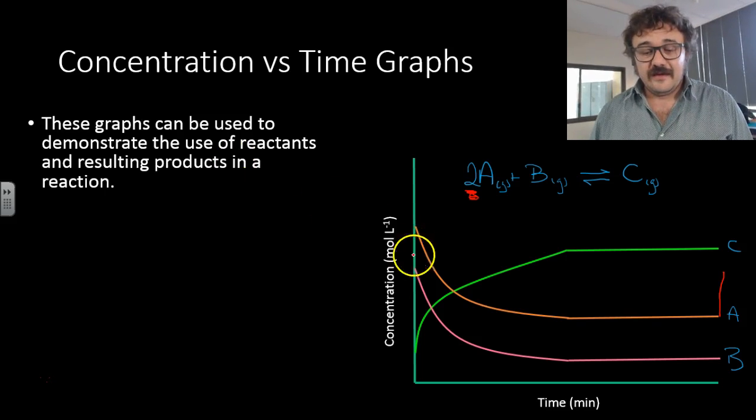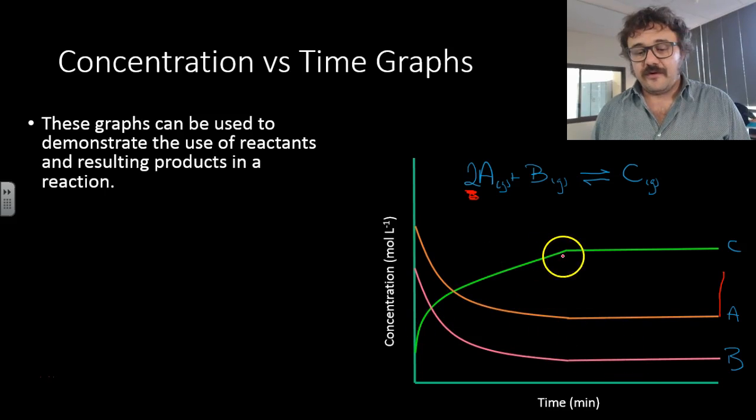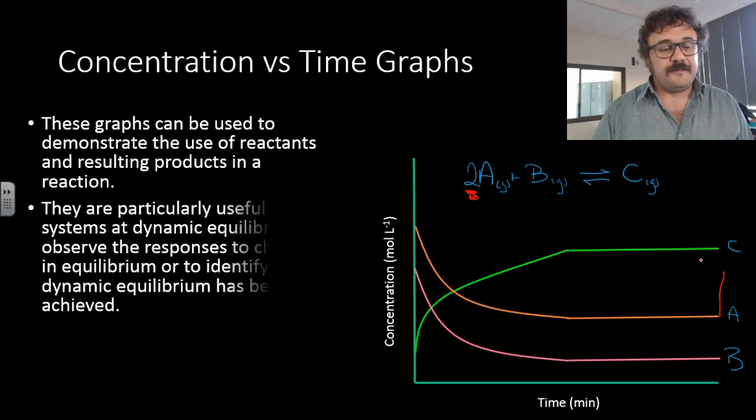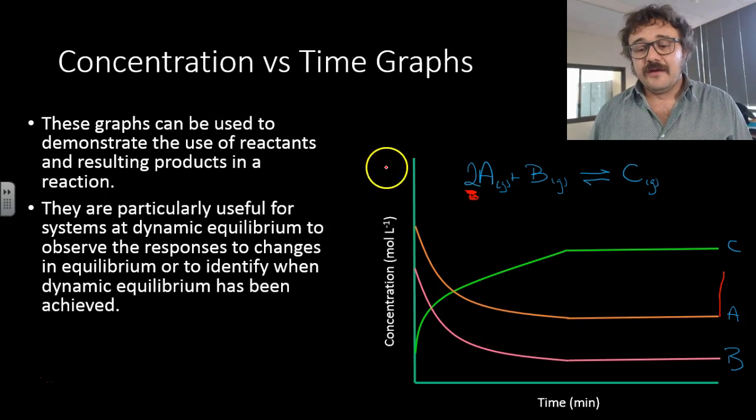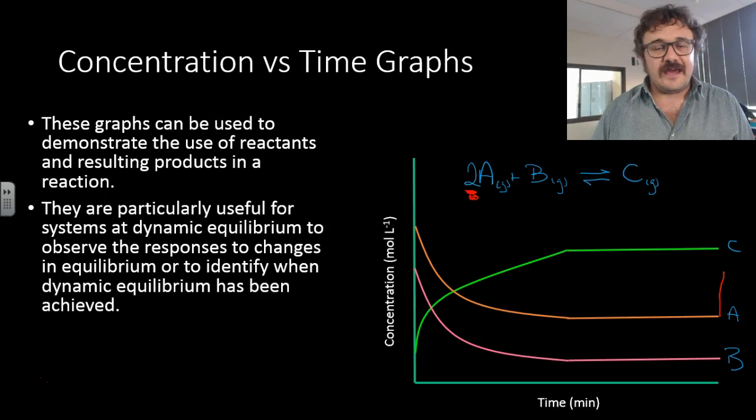So these graphs can be used to demonstrate the use of reactants. So you see here our reactants are being used up as our products are being created. So use of reactants to create products in a reaction. They're particularly useful when we want to see if something is at a dynamic equilibrium. Remember, it's called a dynamic equilibrium because the reaction is going this way and that way at the same time. So it's not stable.